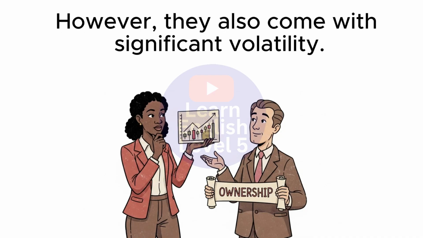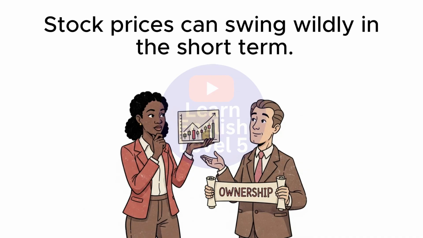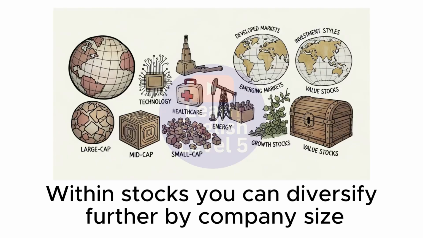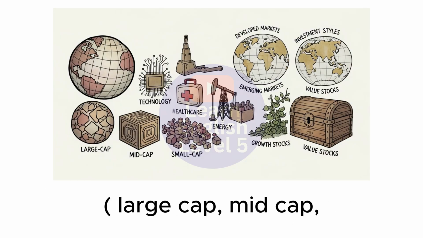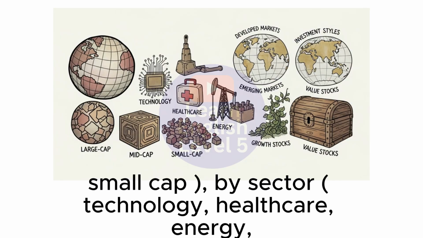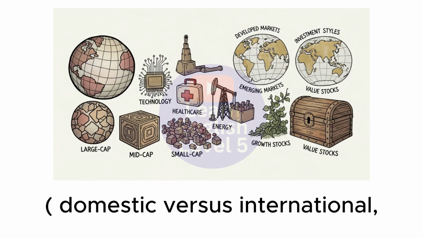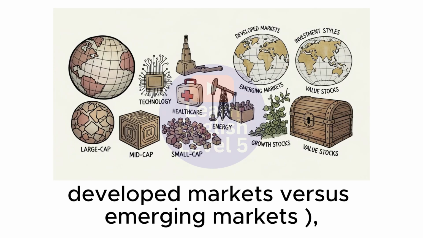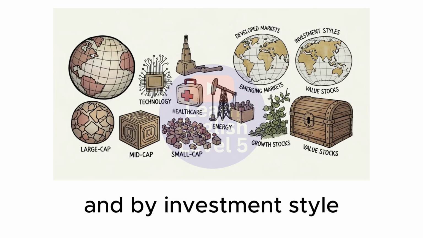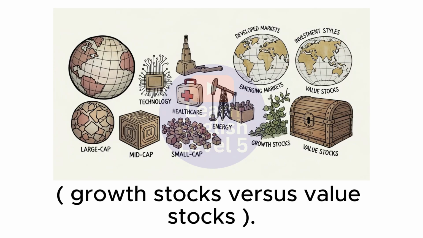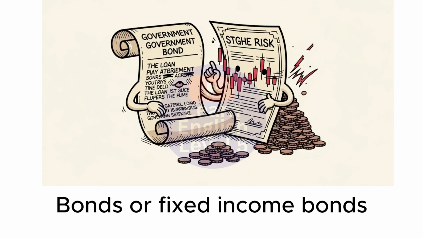However, they also come with significant volatility. Stock prices can swing wildly in the short term. Within stocks, you can diversify further by company size: large cap, mid cap, small cap; by sector: technology, healthcare, energy, consumer goods; by geography: domestic versus international, developed markets versus emerging markets; and by investment style: growth stocks versus value stocks.